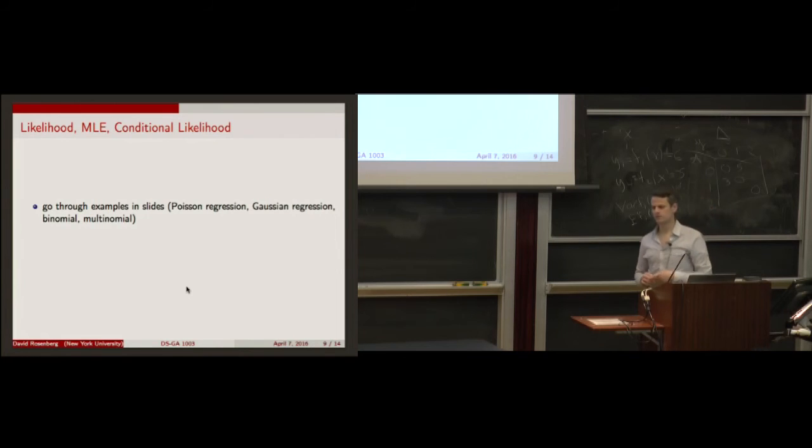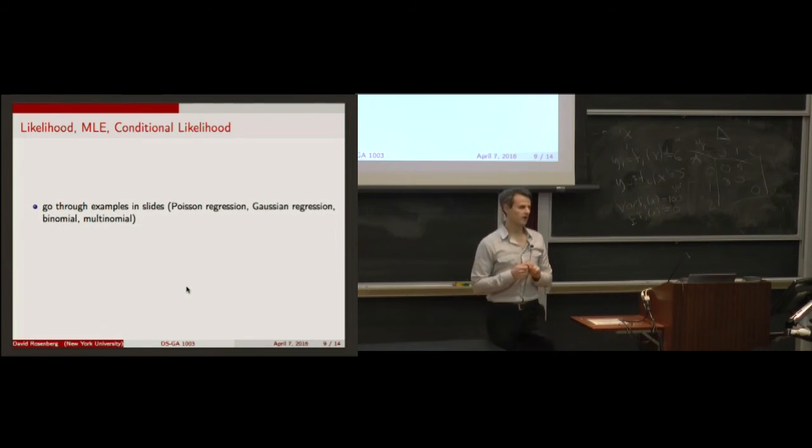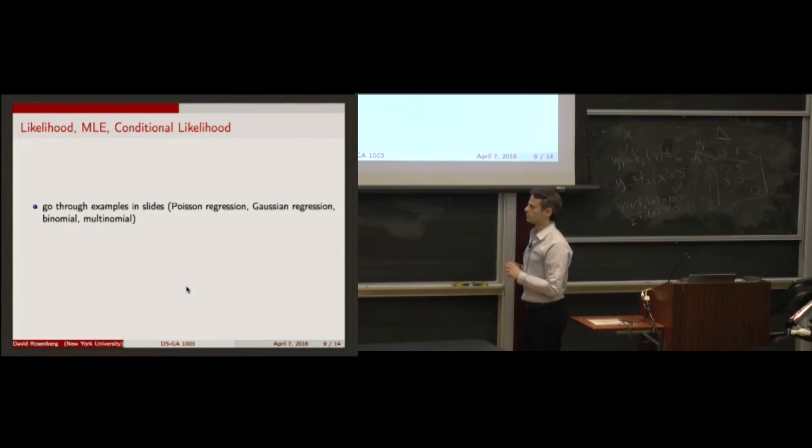So yeah, I would recommend going through the examples from yesterday. I had maybe four examples of conditional likelihood. We went over two, binomial and multinomial. In the same slides, there's an example for Poisson regression and Gaussian regression. I think I talked about Poisson too. I think that will get you the hang of it.